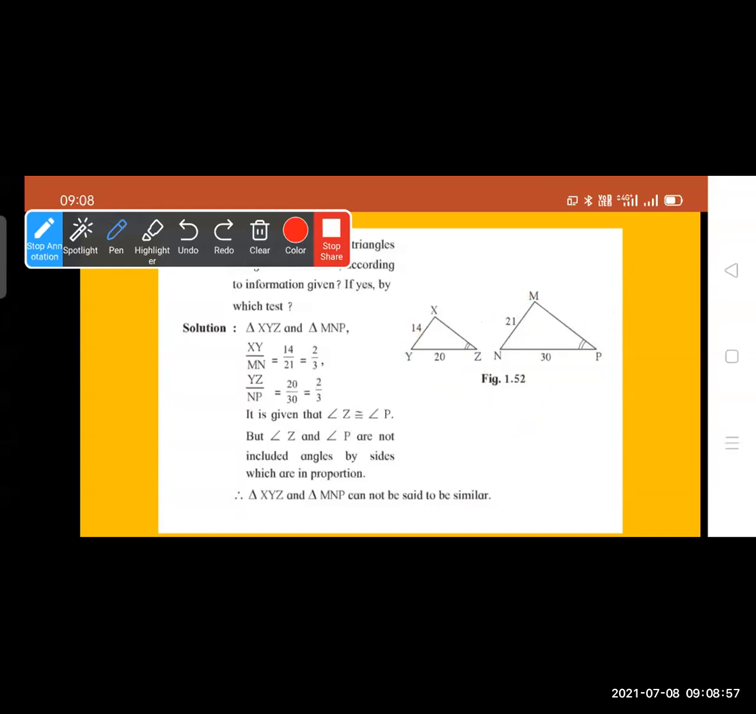Again I explain. If you want to show two triangles are similar, we check this side and this side. These two sides are in proportion, and this angle is congruent, which means it is the angle included by the two sides. If this included angle is congruent, then we say that these two triangles are similar. But if some other angles are given, then we cannot say that these two triangles are similar. So remember this condition.